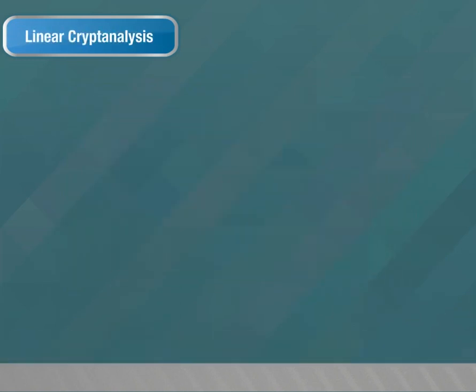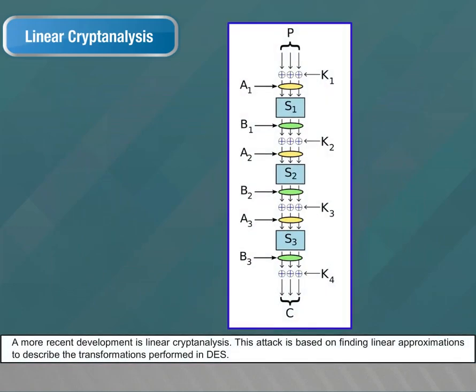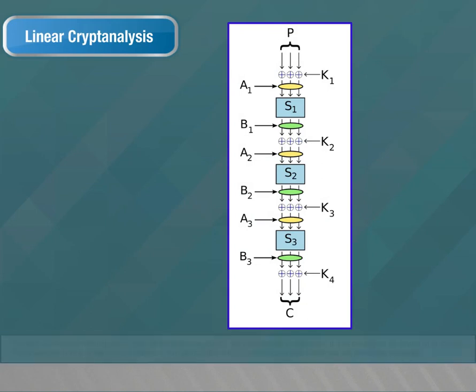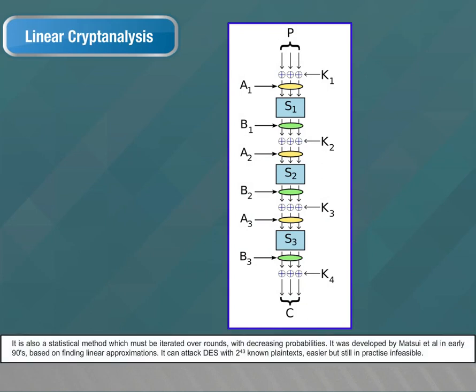Linear cryptanalysis. A more recent development is linear cryptanalysis. This attack is based on finding linear approximations to describe transformations performed in DES. It is also a statistical method which must be iterated over rounds with decreasing probabilities. It was developed by Matsui et al. in the early 90s, based on finding linear approximations. It can attack DES with 2 power 43 known plaintexts, easier but still in practice infeasible.